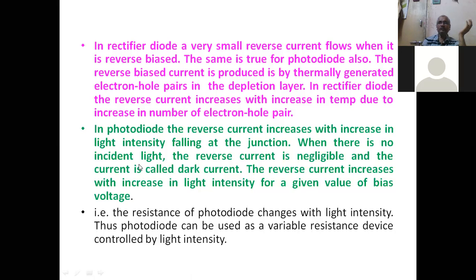So suppose there is no incident light, then the reverse current is very negligible, or ideally it is zero, but a small current will flow. So when there is no incident light, the reverse current is very small or negligible, and that current is called the dark current. The reverse current increases with increase in the light intensity for a given value of the bias voltage.